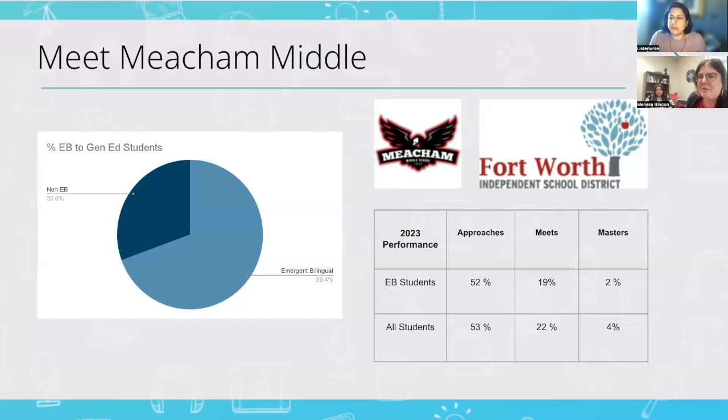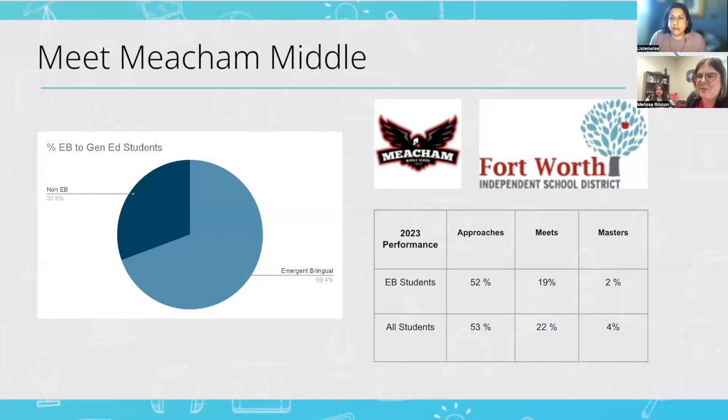Looking at our previous performance data, in Texas, our state test measures performance by approaches, meets, and masters. So you will see that of our EB students, 52% scored approaches on last year's STAAR test, and this is all tests. We didn't delineate for the purposes of this webinar between math, science, social studies, and English. We just lumped all tests together. And our all students is 53%, which really mirrors that as our EB population goes. So does our regular student population also.